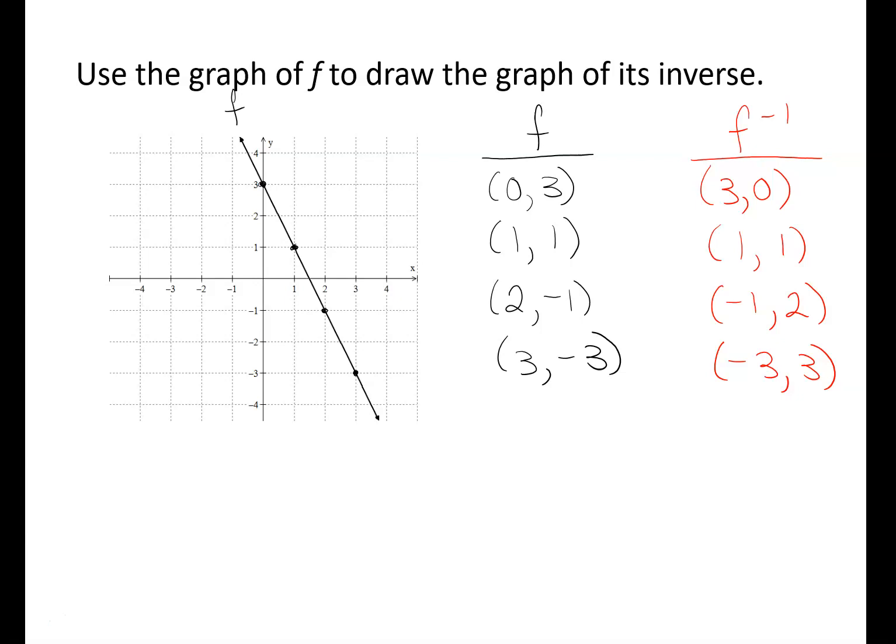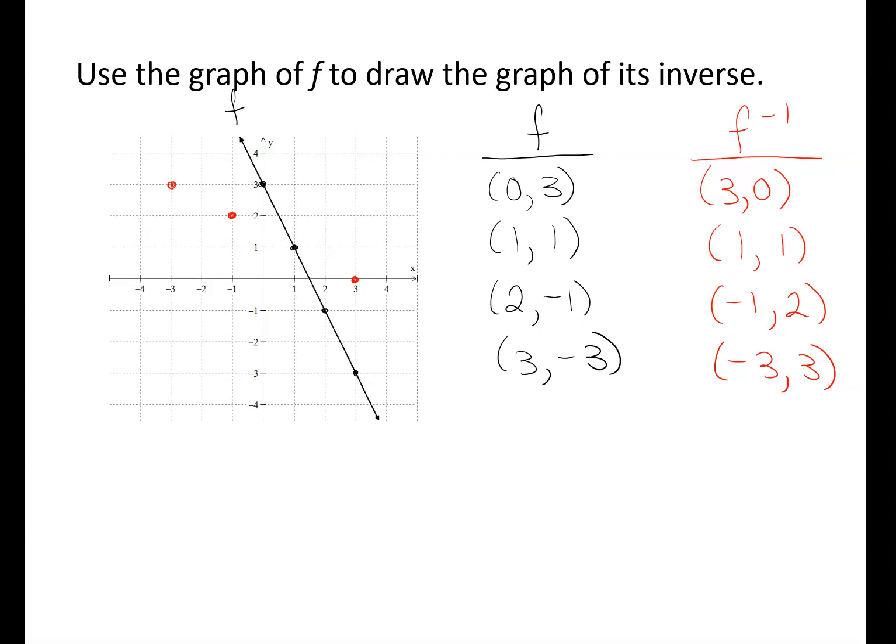So now we're going to plot these points that we found here for F inverse. So we're going to plot 3, 0, 1, 1, negative 1, 2, and negative 3, 3. And if you have a straight edge, go ahead and use it to draw a line through those points and beyond. Don't stop at the last points. Keep going beyond. And I will do the best I can to make that line straight here.